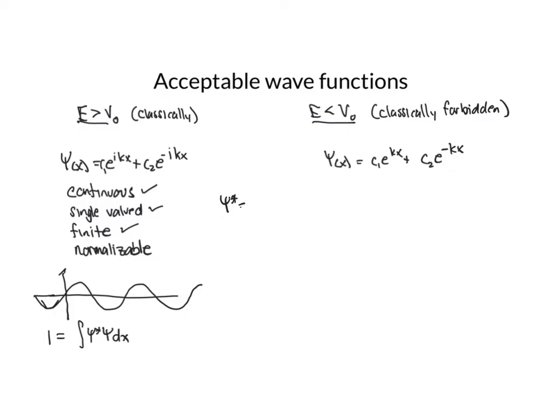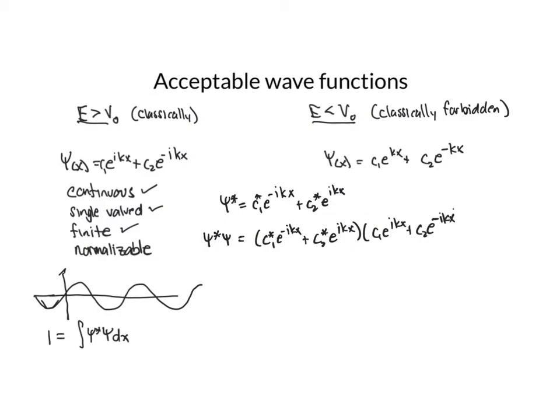So psi star, remember, is replacing each of the i's with an i of the opposite sign. So we have c1 star, because our coefficient could be imaginary, e to the minus ikx, c2 star e to the plus ikx, because we've just changed the sign of i in each instance. So if I take psi star psi, I'm going to take my function for psi star, as written above, and I'm going to multiply by my function for psi. So that will be psi star psi.